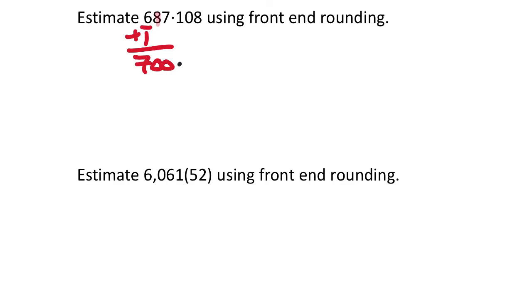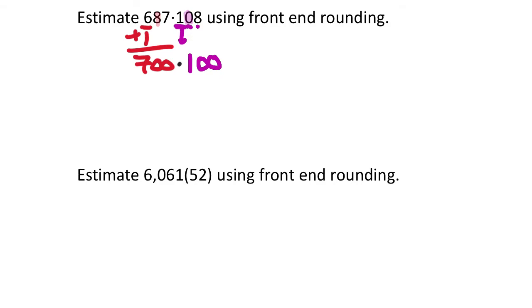And then I multiply this by whatever 108 rounded is. So I go to the front end of 108. So I see the 1. In the hundreds place value, to the right of that is a 0, which is less than 5. So the 1 just drops as a 1. And then the other two place values are zeros. So really, we got 700 times 100.